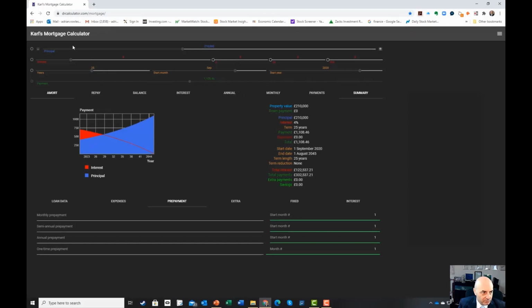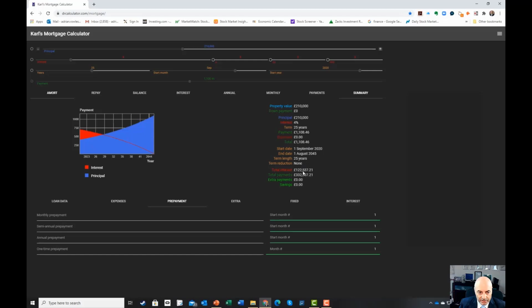So here's a summary of all of that data, or the inputs. Property value, I've put 210,000, interest rate at 4%, and a term over 25 years, which gives you a monthly payment of 1,108 to pay each month. Start date, end date, 25 years. This would be your total interest you pay for this term.